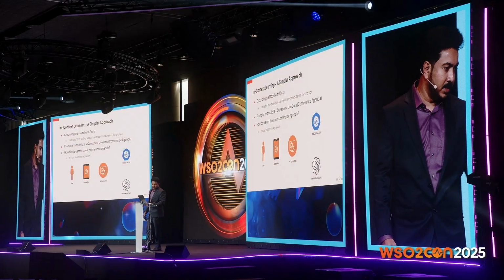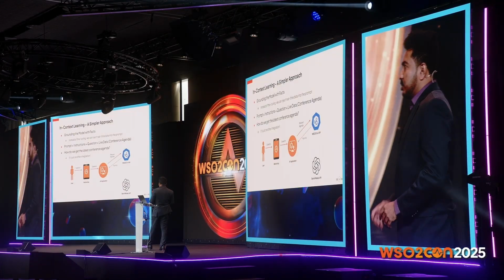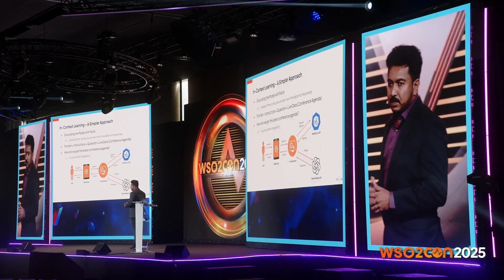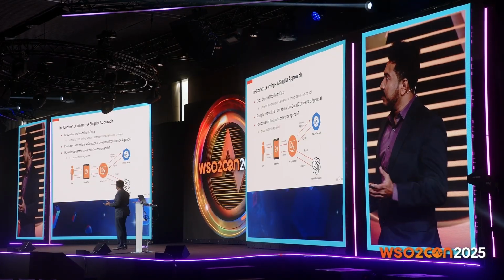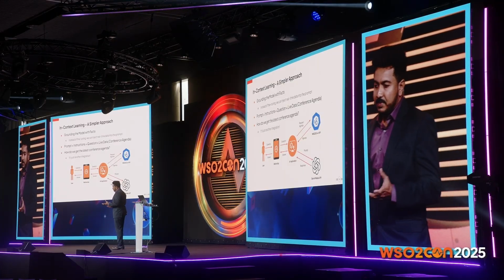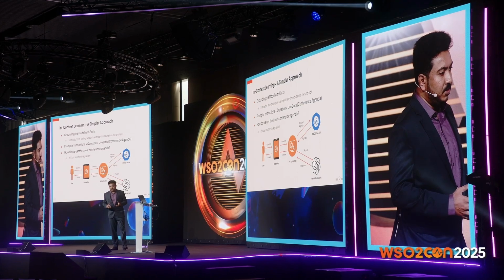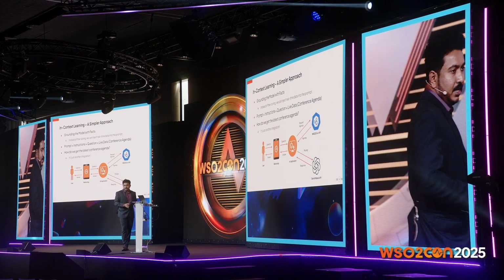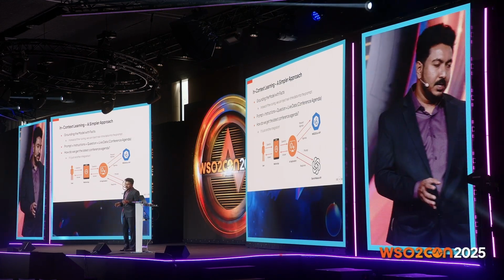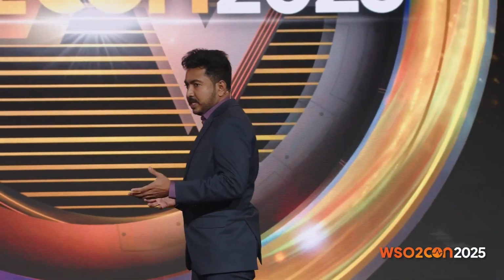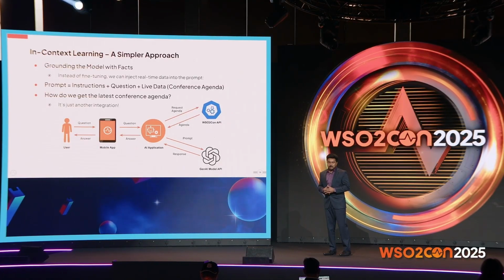So what are the other options available? The other option is in-context learning. It's a very simple approach. We ground the models with facts by using the prompt. We can get the real-time data and put that into the prompt and say, these are the instructions, this is the question, and this is the live data I have taken from the website or the API. And then we can ask the questions.